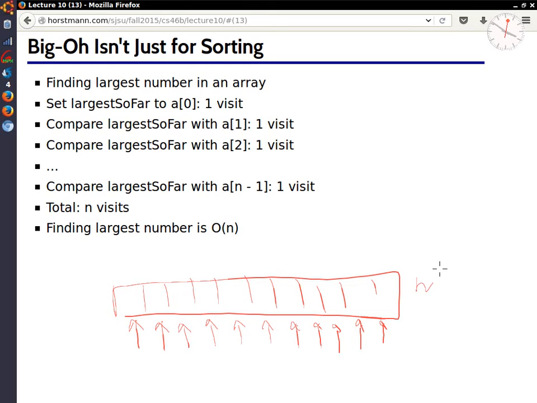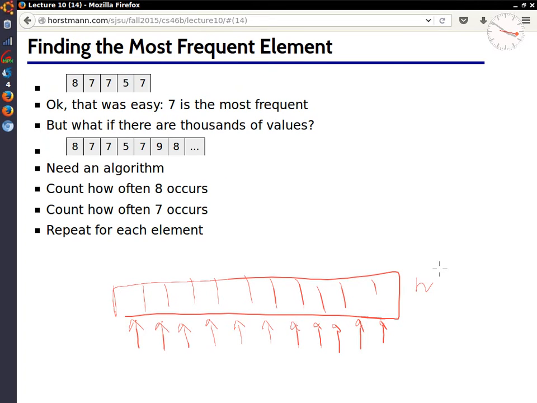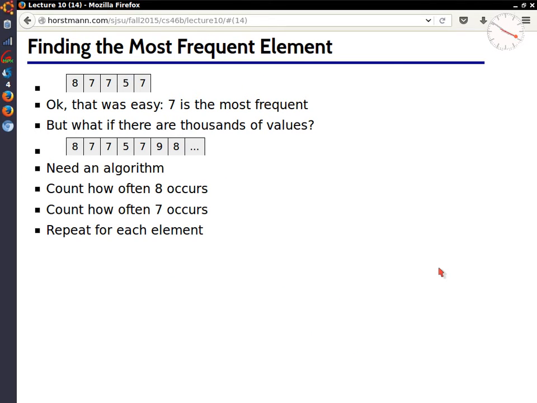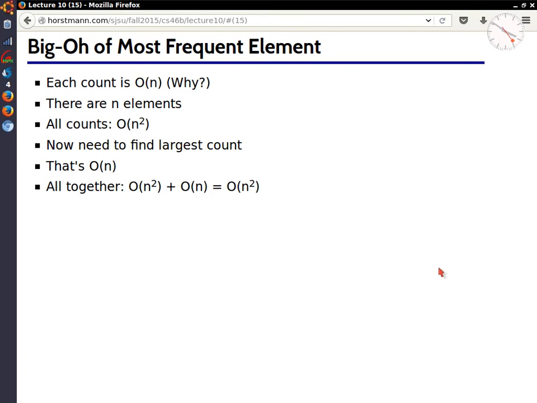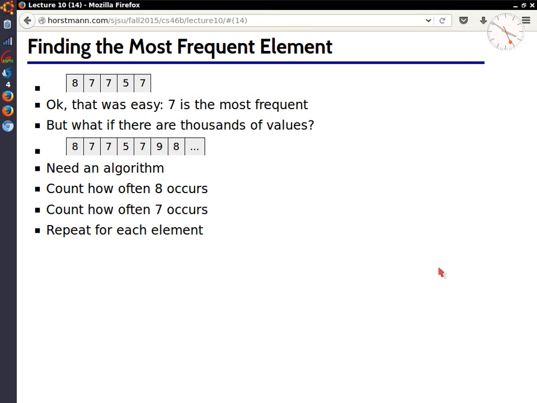What about finding the median? Remember, the median is the element so that half of them are smaller and half of them are larger. And so hold that thought. We're going to later learn that that is also O of n, but it's not at all obvious. So let's look at another algorithm.